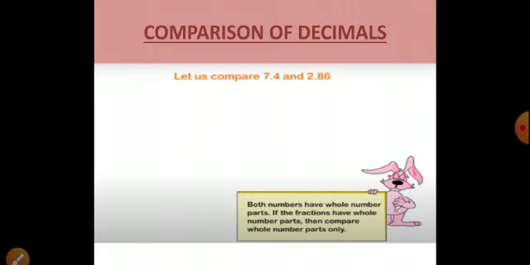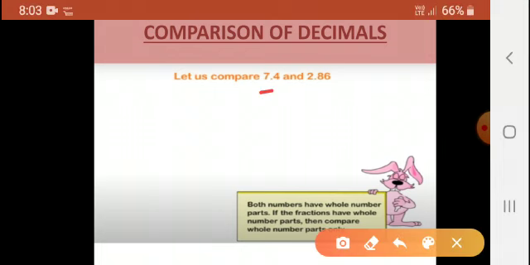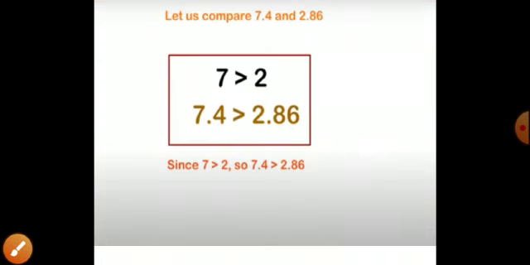Let us compare 7.4 and 2.86. Both numbers have whole number parts. The whole number part in 7.4 is 7, whereas in 2.86 it's 2. So if the decimals have whole number parts, then compare whole number parts only. Here 7 is greater than 2, so 7.4 is greater than 2.86.